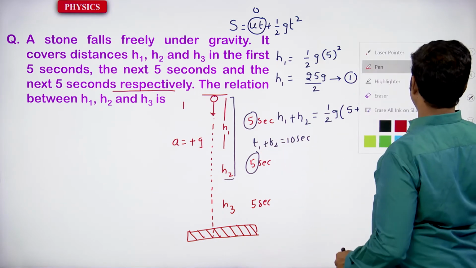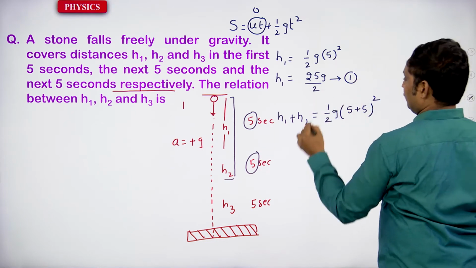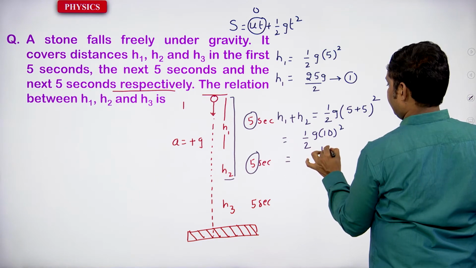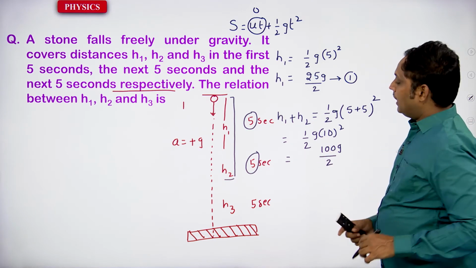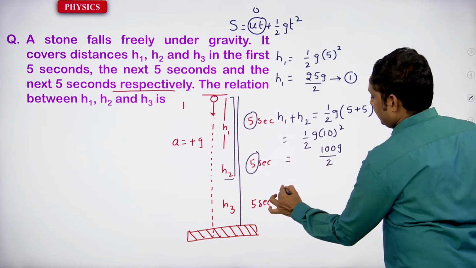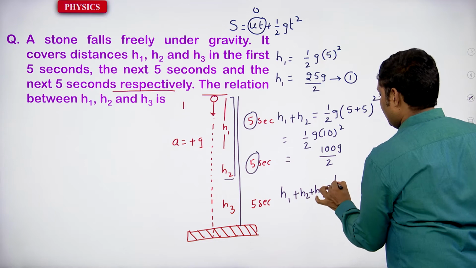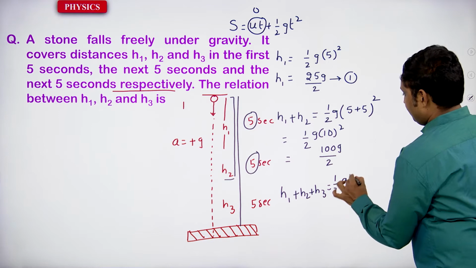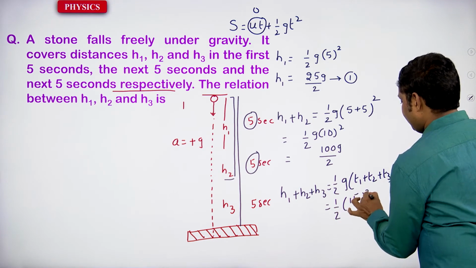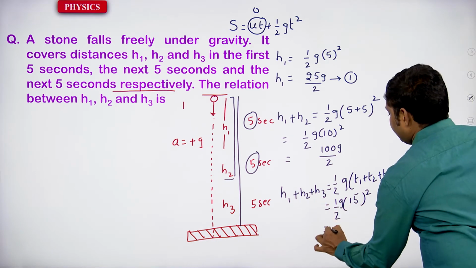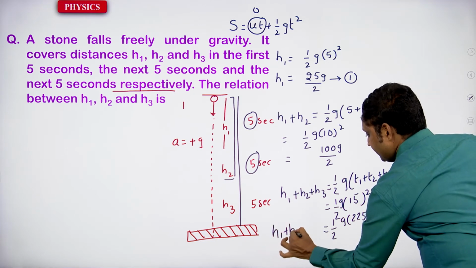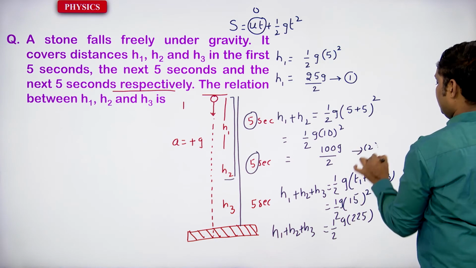You have to consider this one, this is very important for you. You can go for this one, that is 1 by 2 G into 10 squared, that is going to be 100 G by 2, all right, it is very clear. Again, for the total distance, H1 plus H2 plus H3 is equal to 1 by 2 G into T1 plus T2 plus T3, that is 1 by 2 G into 15 squared, that is 1 by 2 G into 225. This is about H1 plus H2 plus H3. Shall we take this as equation 2, and this as equation 3.